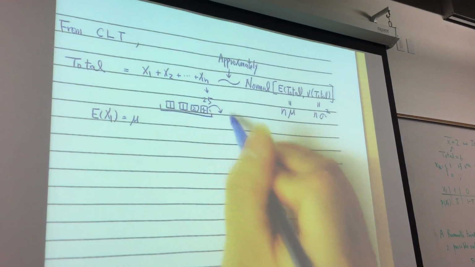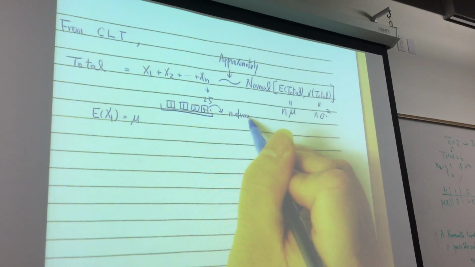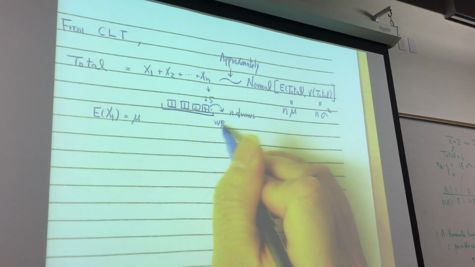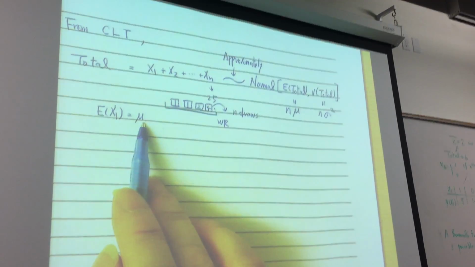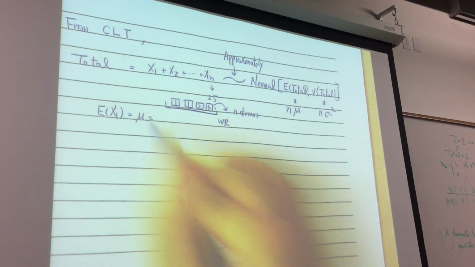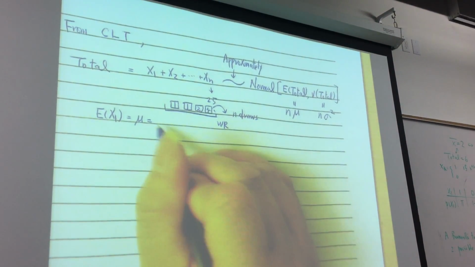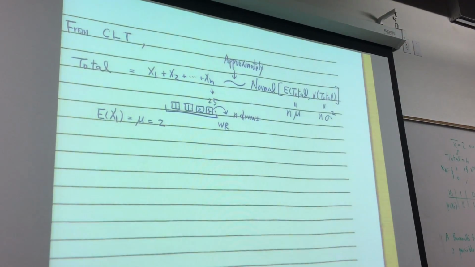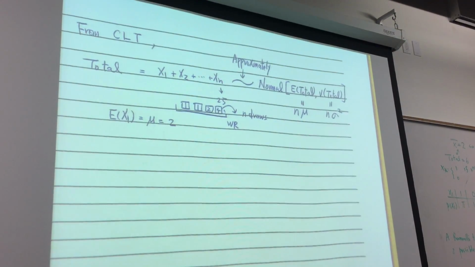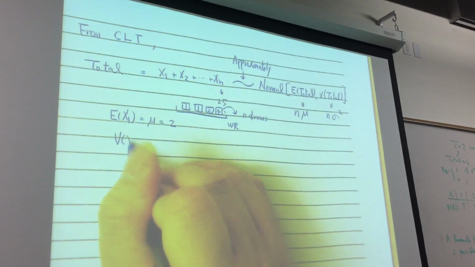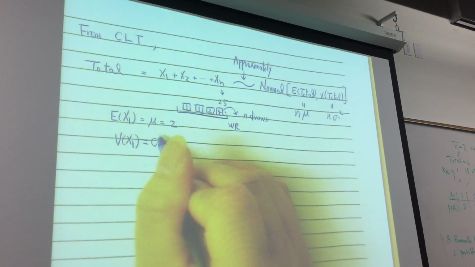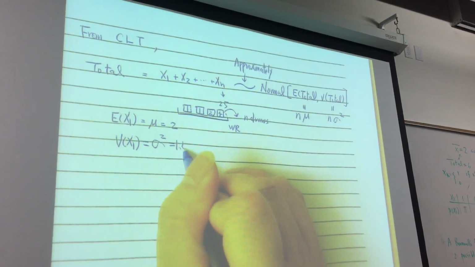I make n draws from the box with replacement. So E[X1], a single draw, is mu. Mu, in this case, the average of the box, is 2. Okay? How about the variance of X1? It's sigma squared. I just showed you this is 1.5. Am I correct?